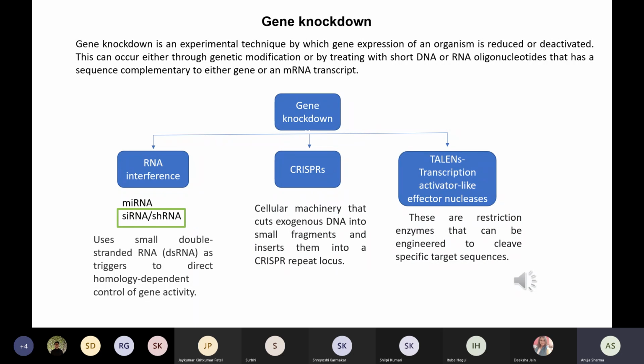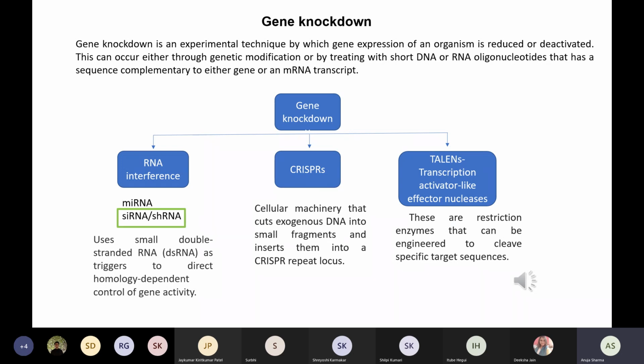So first of all, we need to understand what gene knockdown is. Gene knockdown is an experimental technique by which gene expression of an organism is reduced or deactivated. That means it is a suppression of a particular gene rather than deletion. Gene silencing, gene editing, and conditional gene knockout are forms of gene knockdown, and it can be complete or partial. Gene knockdown is mainly done for studying the gene's role in the biology of the organism.